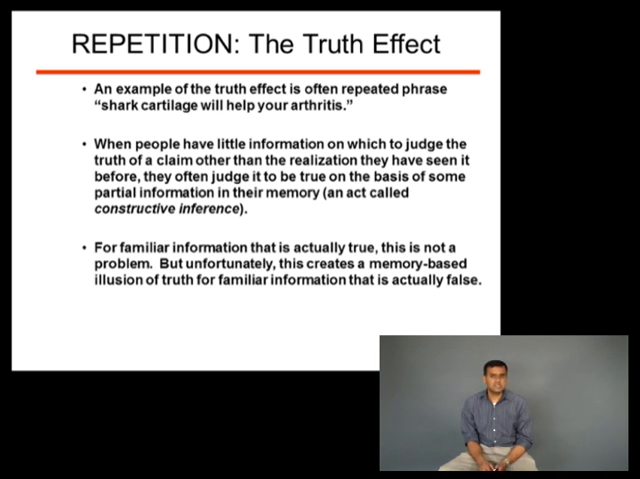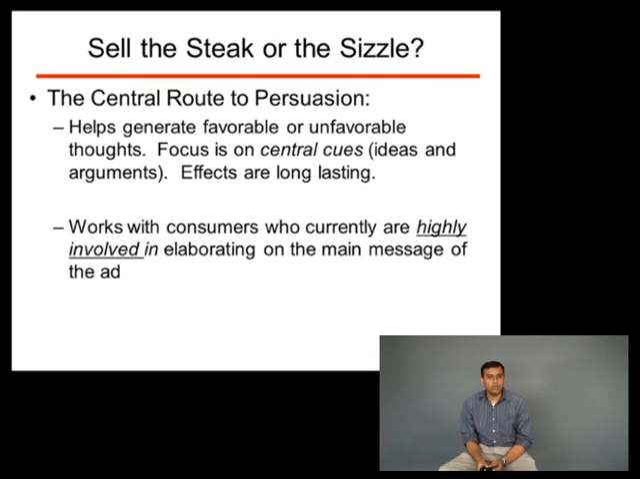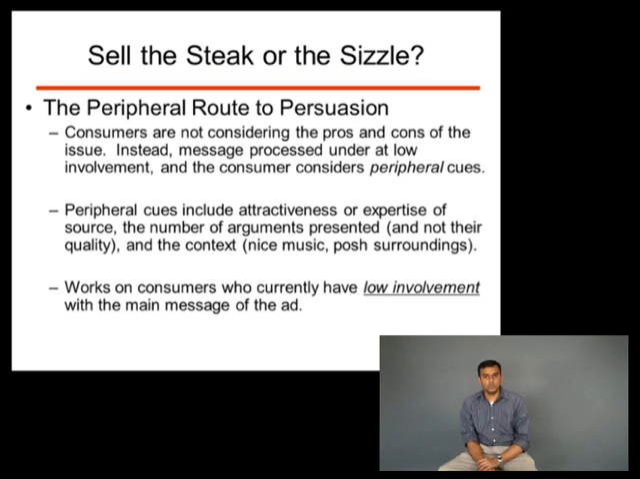So a few things, sell the steak or the sizzle. So central processing route, I would argue, is where you're looking at long-lasting central cues, etc., you would probably sell the steak. And if you're using the peripheral processing route, where you're looking at low involvement, you're looking at the attractiveness of the source, etc., you'd probably use peripheral cues, which would probably sell the sizzle.